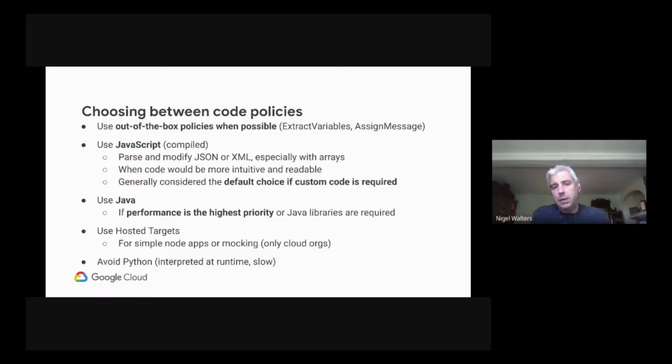Use JavaScript when generally what we're doing is basic manipulation style things. Generally, you would consider this as a default choice. Use Java for high performance, and I would include in that, if you need to do any heavy cryptographic operations, then that will be significantly more performant using Java. And don't use Python. And hosted targets is an old thing that shouldn't be on this slide, so ignore that, please.